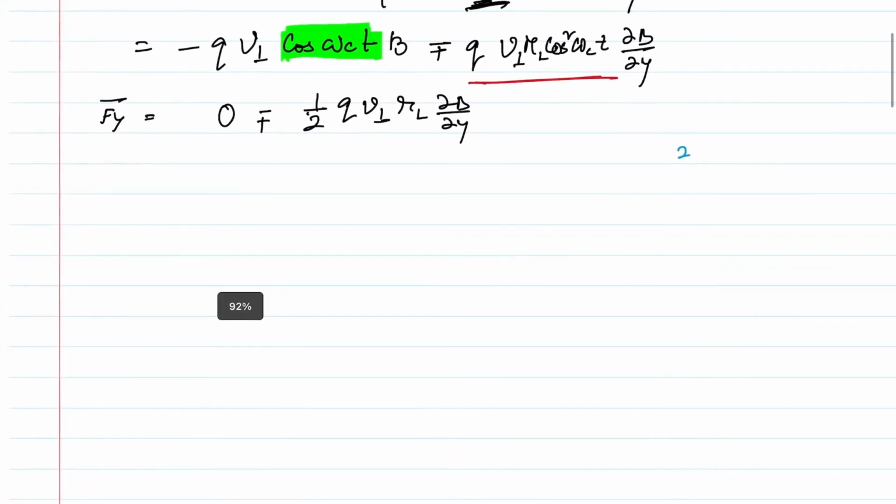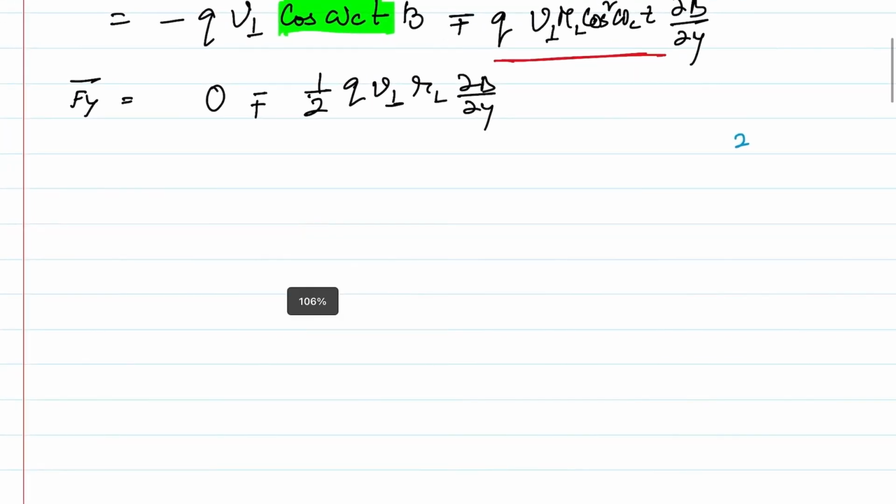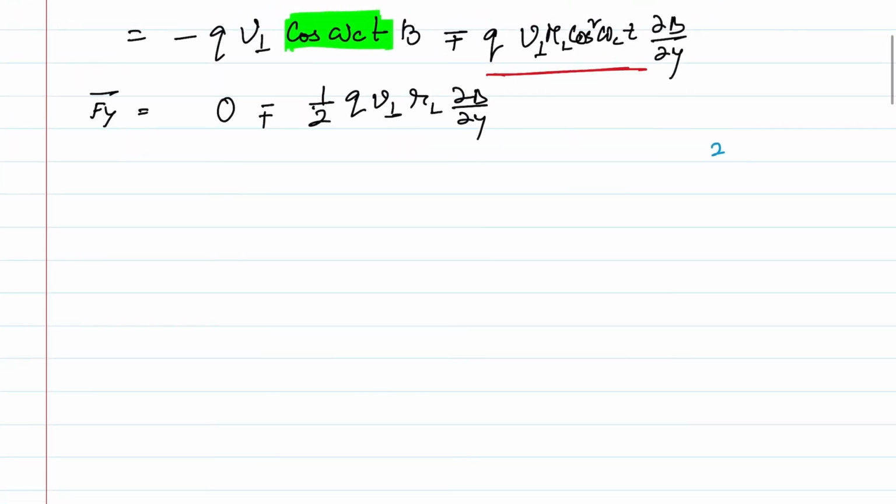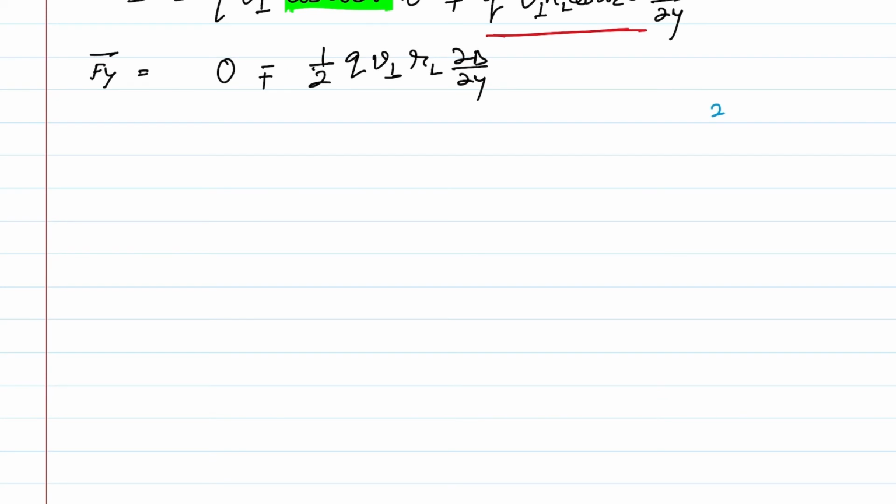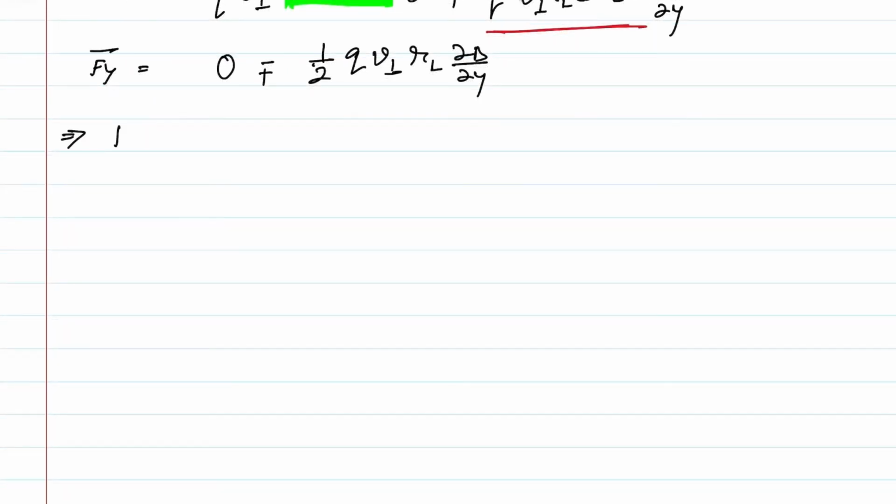So this is the average force along y-axis. This is the expression for the average force along y-axis. So this can be written as F_y average, so half here, minus plus q v perpendicular rl del b by del y, okay. This is the expression.